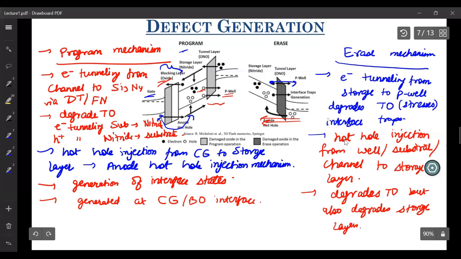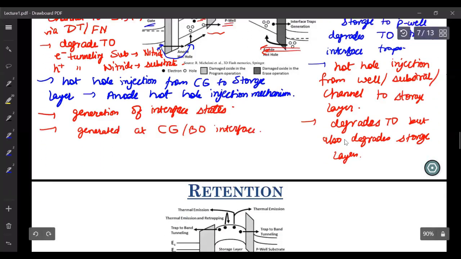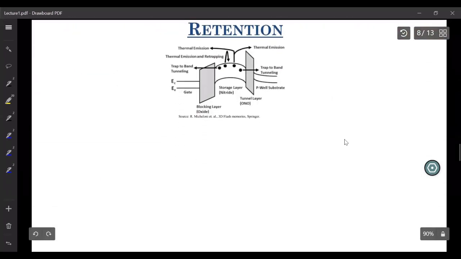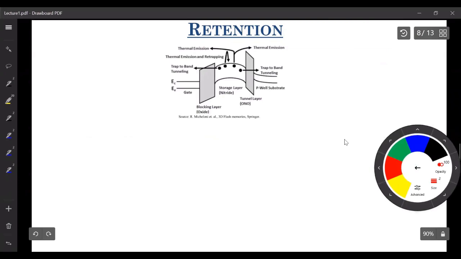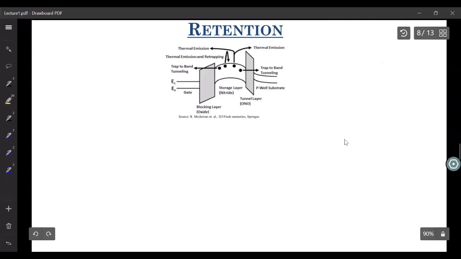Okay, so now that we know the different mechanisms and how they affect the quality of your tunneling oxide, your blocking oxide, and your storage layer, let us go to the different retention issues in your charge trap memories. Although this is immune against point defects or localized defects, since your electrons are stored in or trapped in delocalized or distributed traps. The trap sites are discrete where your electrons are.